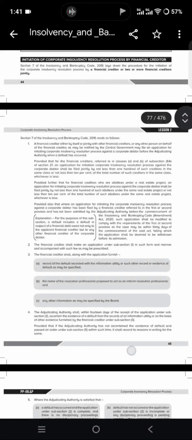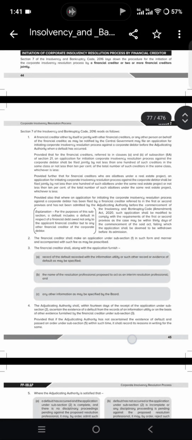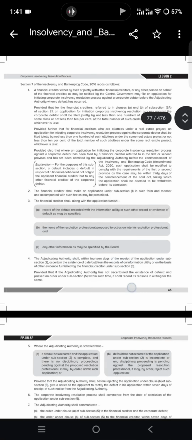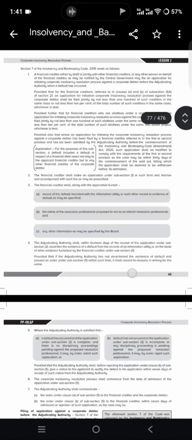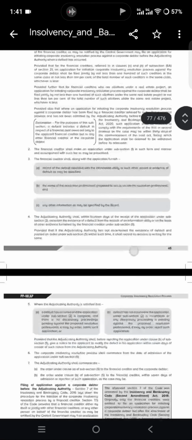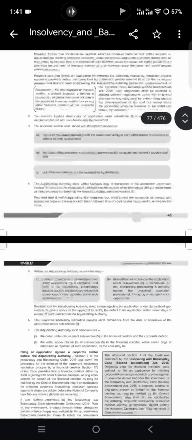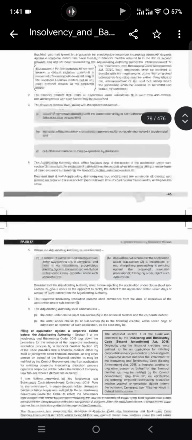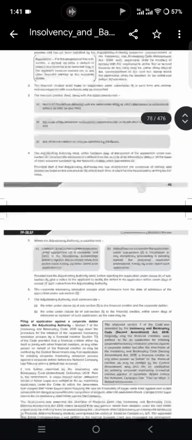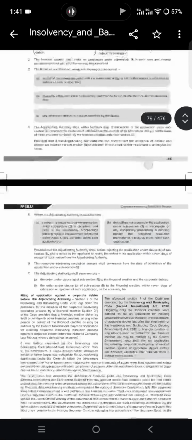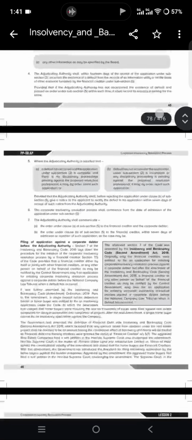The record of the default recorded with the information utility. So, the record of default should be with the IU, or such other record or evidence of the default. The name of the resolution professional proposed to act as an IRP, and any other information as may be specified by the Board. The adjudicating authority shall, within 14 days of receipt of the application, ascertain the existence of default from the records of the IU on the basis of other evidence furnished.